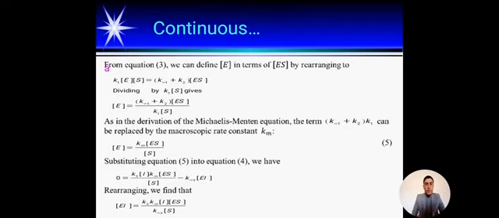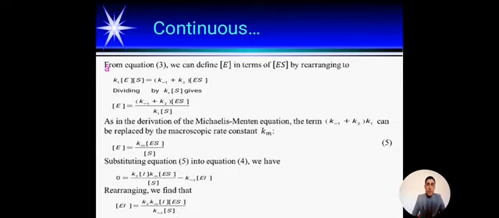From equation 3, we can define the concentration of enzyme in terms of the concentration of enzyme-substrate complex by rearranging to the Q1 into E is equal to Q minus 1 plus Q2 into ES, dividing by Q1S. So we will get this equation.